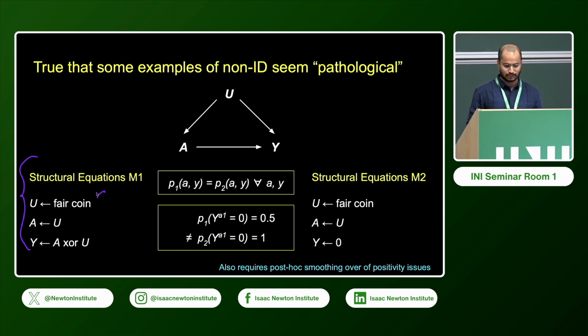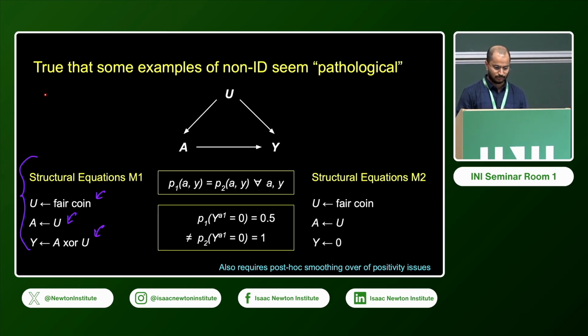So U is just a coin toss. It's 1 with probability 0.5, 0 with probability 0.5. A is just equal to U, so A deterministically takes on whatever value U takes on. And then Y is equal to A XOR U. So that's the exclusive OR.